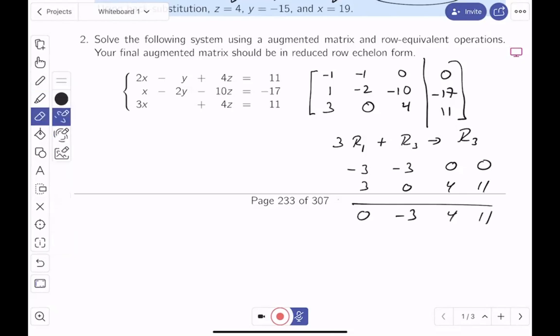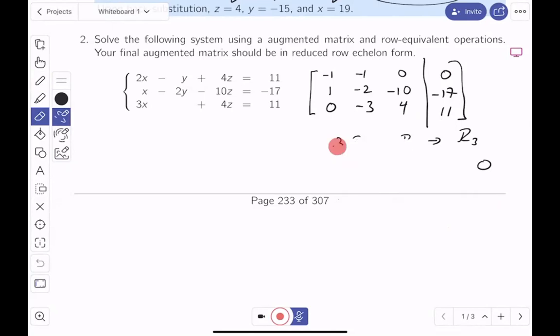Get my eraser out. And I said I was going to give that to row 3, right? So what do you get? 0, minus 3, 4, and 11. Okay, let me erase. And we're just playing around. That's all we're doing. You can get better over time.